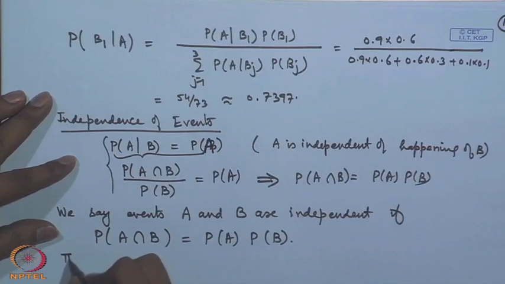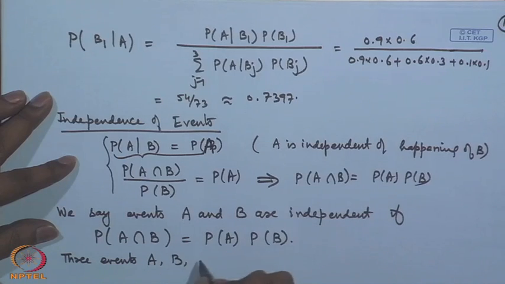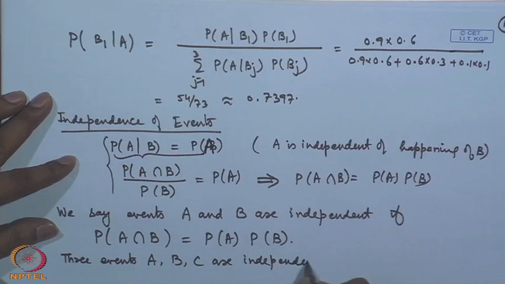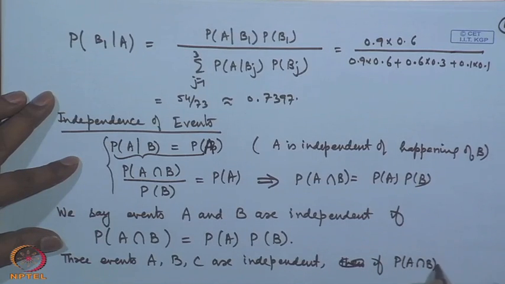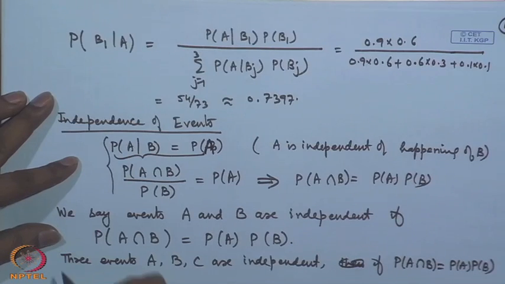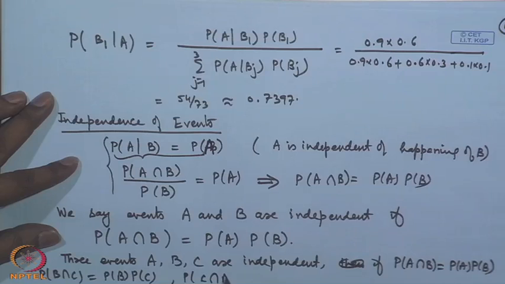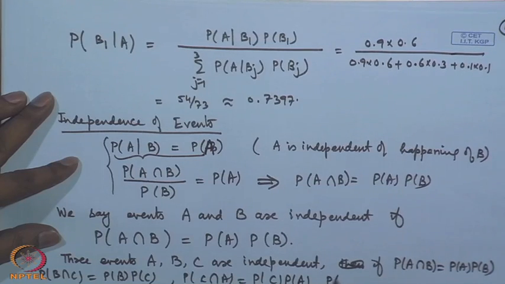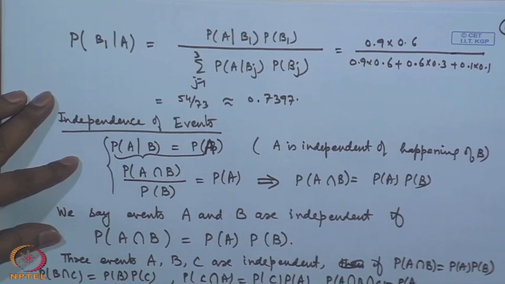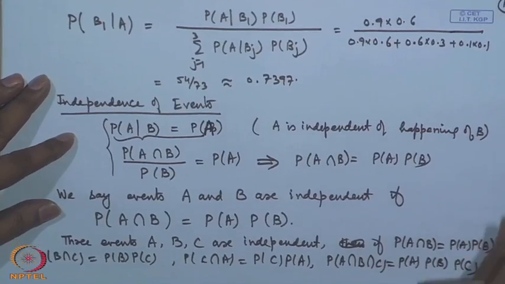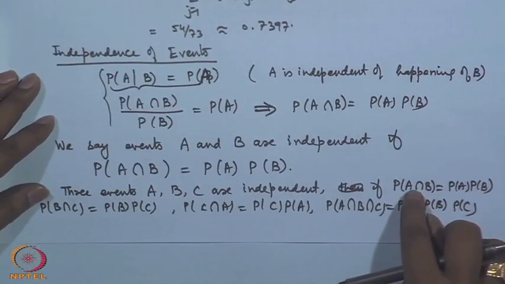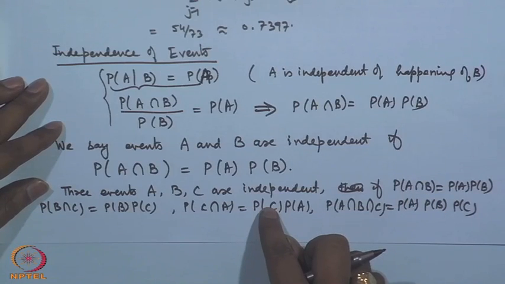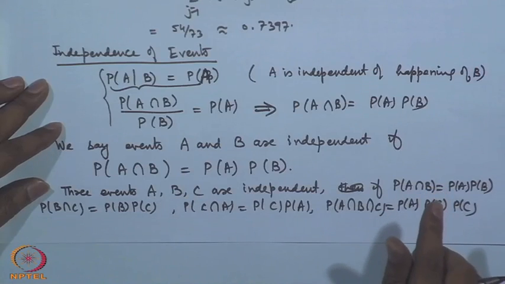Now, immediately one can look for the generalization of this. For example, if we have three events A, B, C that are independent, then we should have probability of A intersection B is equal to probability of A into probability of B. We should have probability of B intersection C is equal to probability of B into probability of C. Probability of C intersection A, we should have equal to probability of C into probability of A. And probability of A intersection B intersection C is equal to probability of A into probability of B into probability of C. Actually, the condition when we take two events at a time is called pairwise independence, and when all of them are satisfied, then it is called mutually independent.